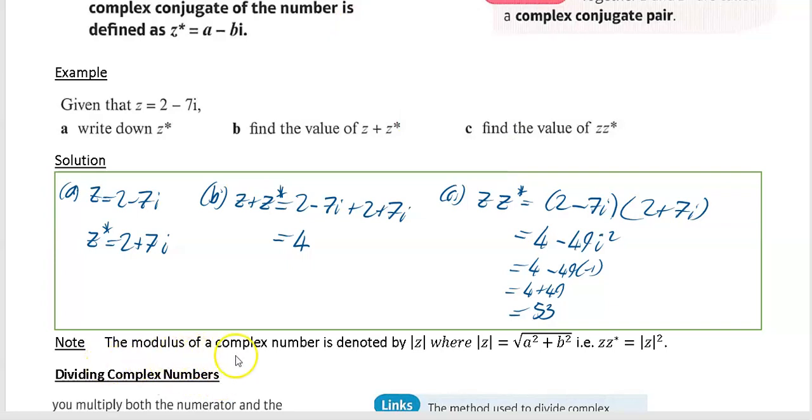Okay, note the modulus of a complex number is denoted by modulus of z, where modulus z is equal to the square root of a squared plus b squared. So it's a bit like the length, the modulus of a vector, the magnitude of a vector, same idea. So for example, the modulus of z in this case is going to be the square root of 2 squared plus minus 7 squared, which would work out to be the square root of 53. So modulus of z squared is the same as a squared plus b squared, which is exactly the same as z times the complex number z star.